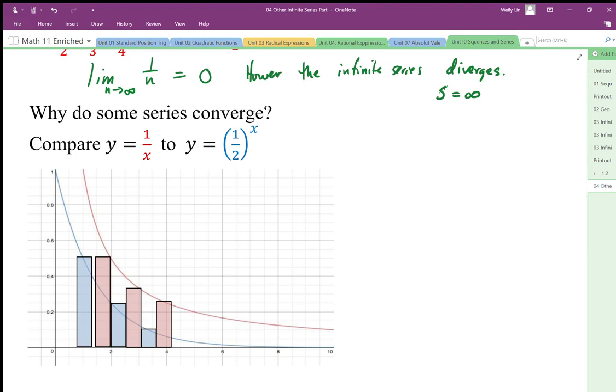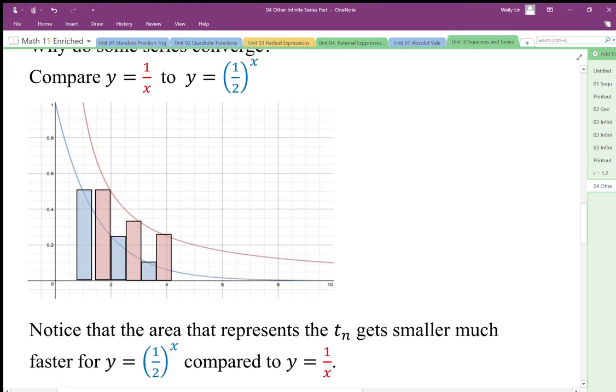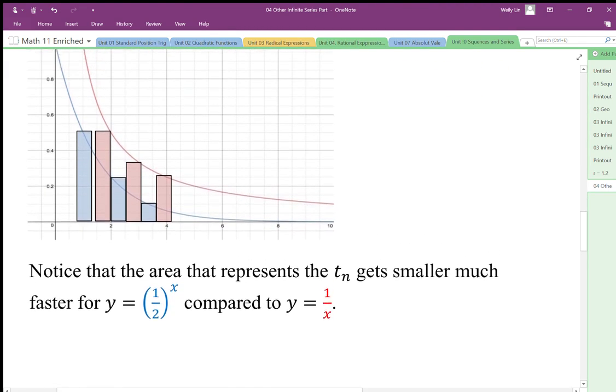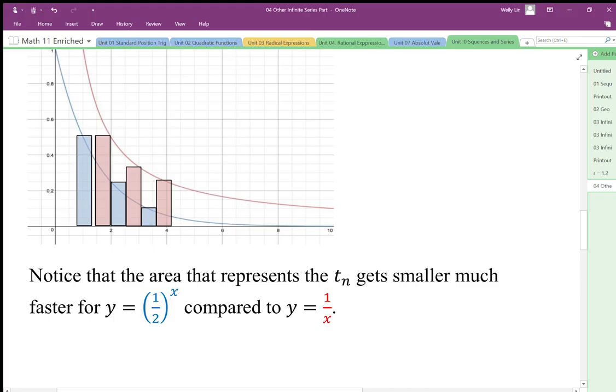So for 1 over n, the sum of 1 over 2 plus 1 over 3 plus 1 over 4 plus 1 over 5 all the way to 1 over infinity, that sum ends up being infinite. And you can see why that happens when we look at the proof videos for that.